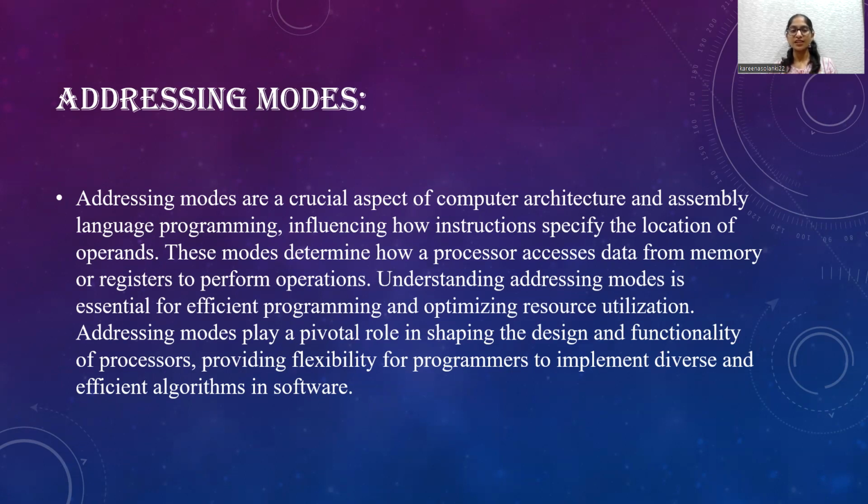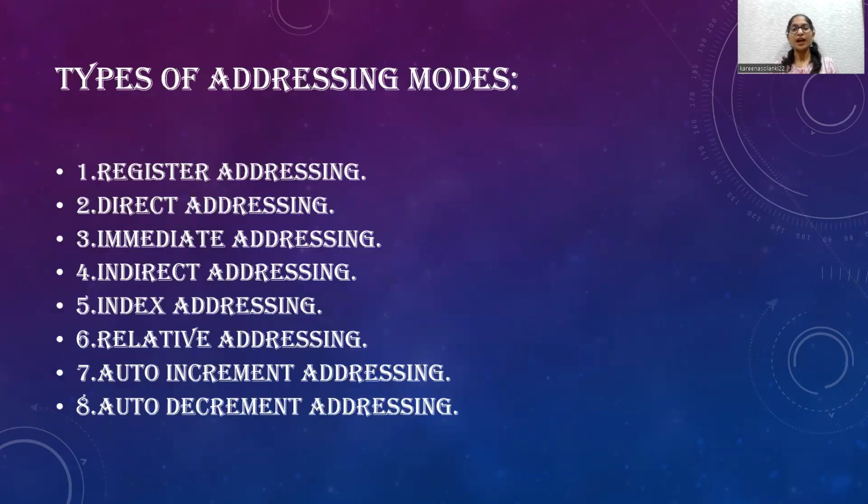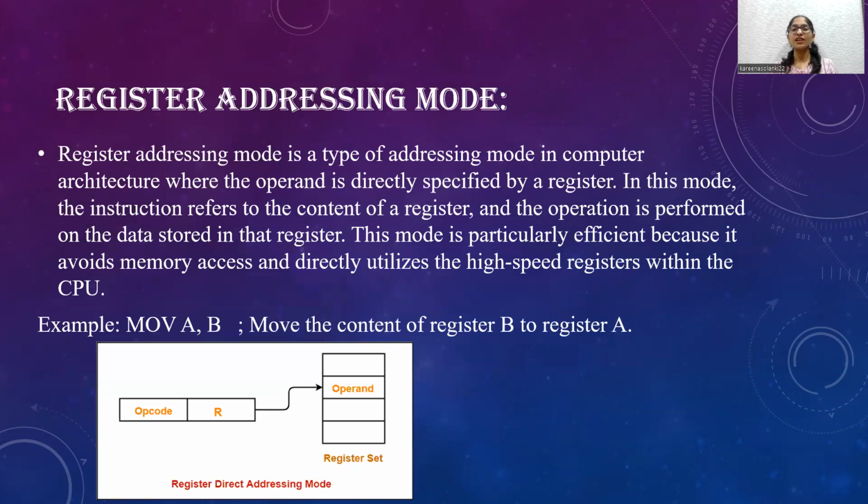Understanding addressing modes is essential for efficient programming and optimizing resource utilization. Addressing modes play a vital role in shaping the design and functionality of the processors. They provide flexibility for the programmers to implement diverse and efficient algorithms in software. Types of addressing modes: register addressing, direct addressing, immediate addressing, indirect addressing, index addressing, relative addressing, auto increment addressing, and auto decrement addressing. To begin with, register addressing mode.